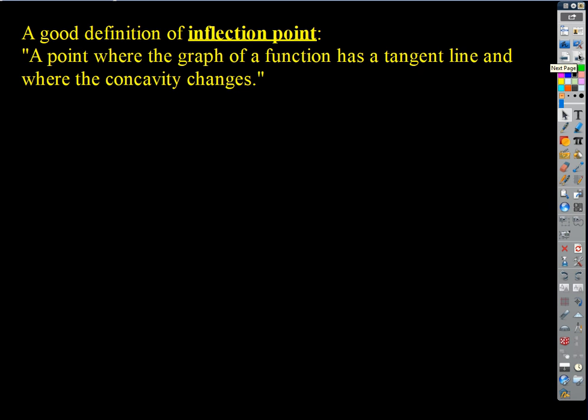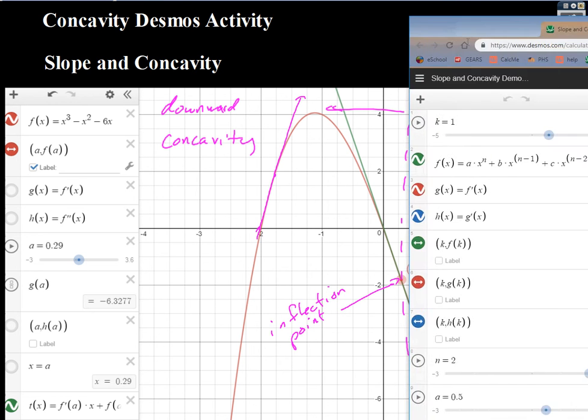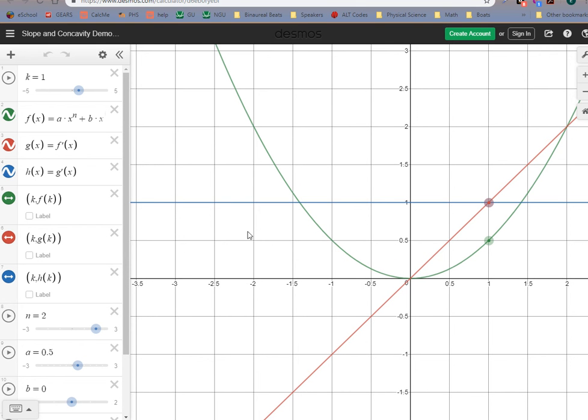All right, so I don't know if this is worth messing with today or not. I built this little thing in Desmos, and I guess we'll see how it works. I don't want to spend a lot of time with it, but I spent time on it, so let's at least try it out. Okay, so here all I've got is a relationship between a function, its first derivative, and its second derivative.